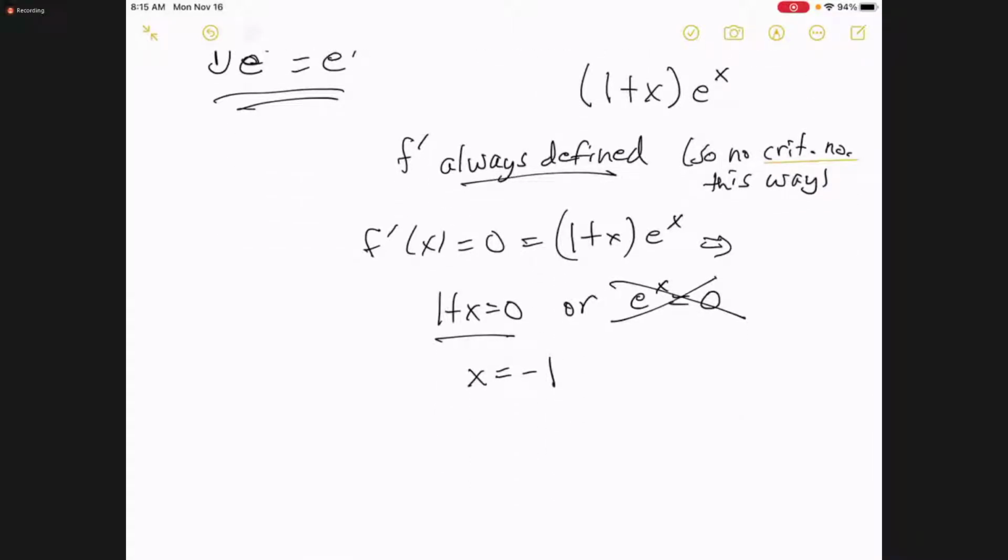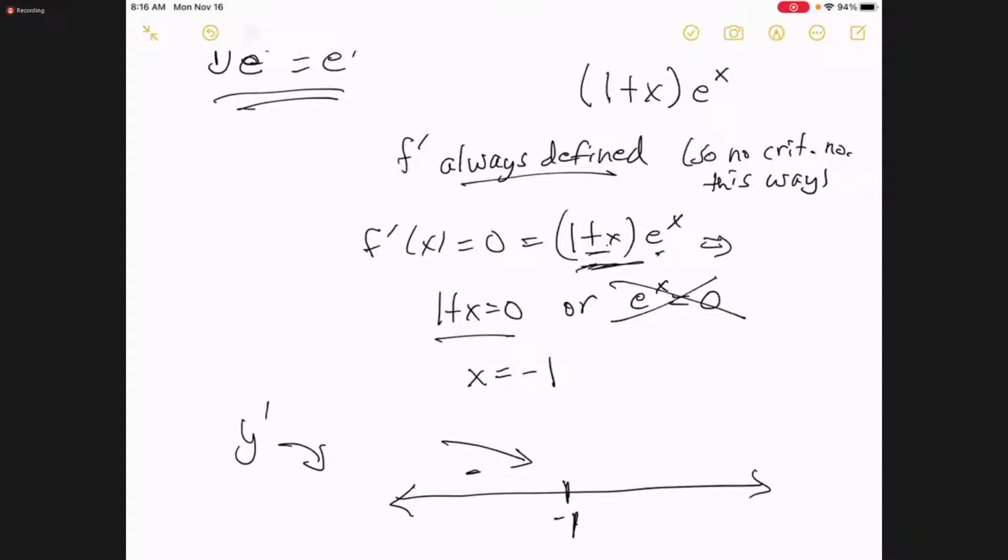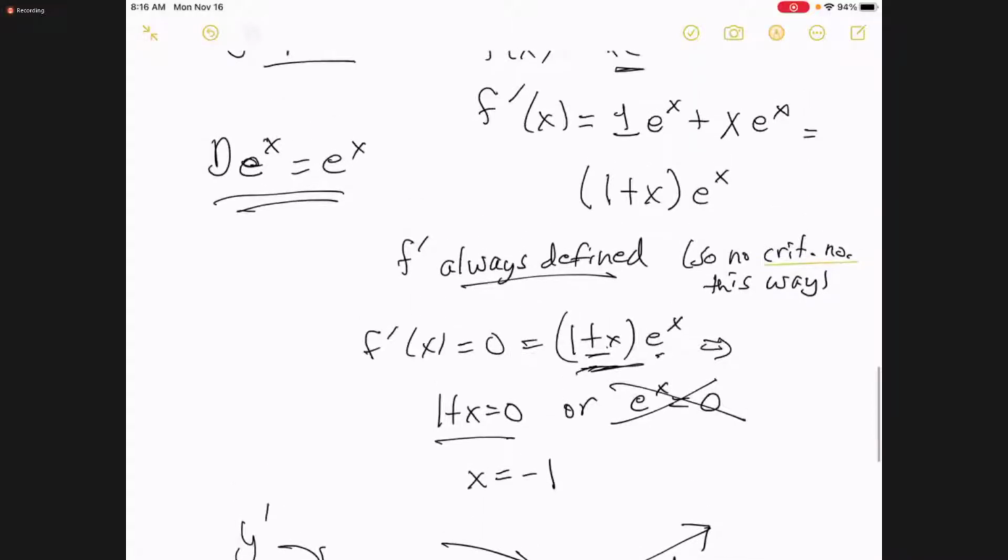All right, so do my y prime number line. I only have one critical number. And I want to see whether f prime is positive or negative. Well, e to the x is always positive, so it all depends on that 1 plus x. If I put in, say, x equal to minus 2, I would get minus 1 for that 1 plus x, and that's negative. So the function decreases there. If I put in 0, I'd get positive. Well, that turned out to be easy, actually.